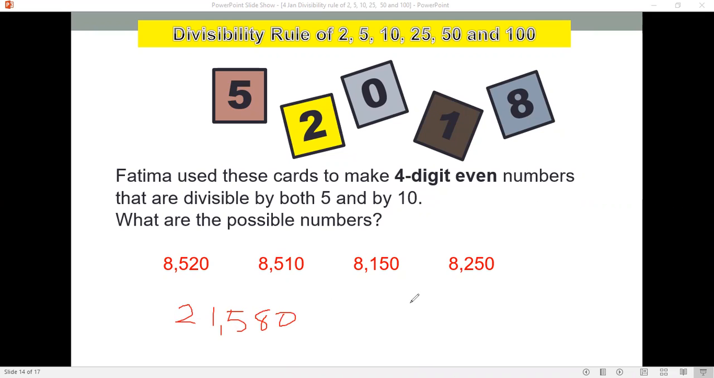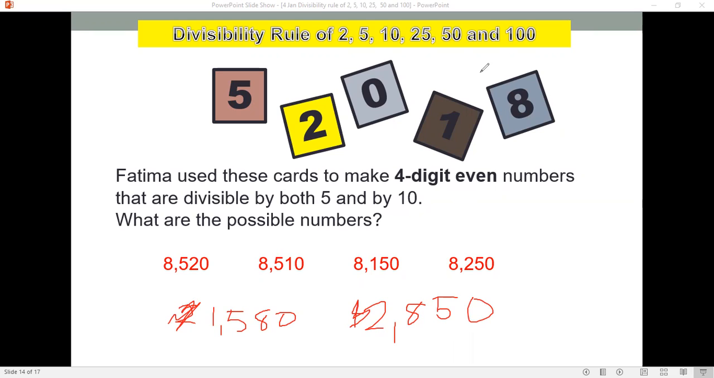So another one, 12,850. So you can create a number from all these cards. Oh, it says 4-digit number only. So we can remove this one and we can have this one. So these are all possible numbers, okay? That are divisible by 5 and 10. You can create more, okay? And you can check your answers later.